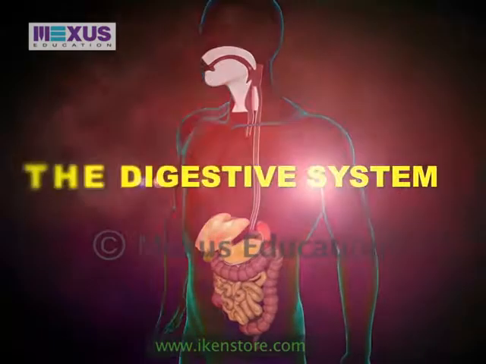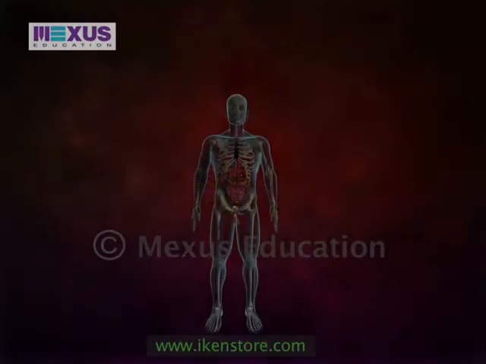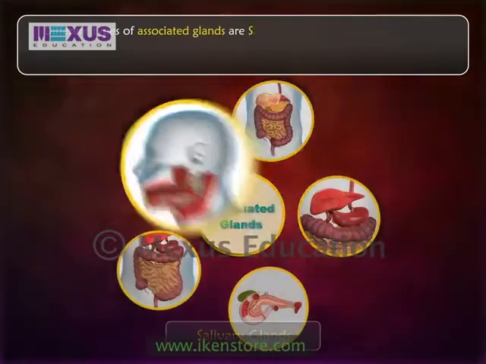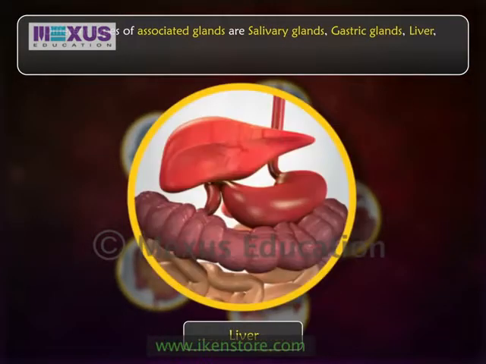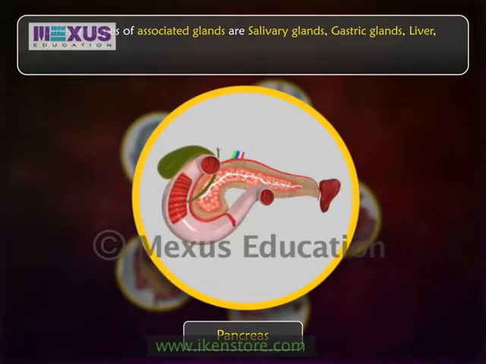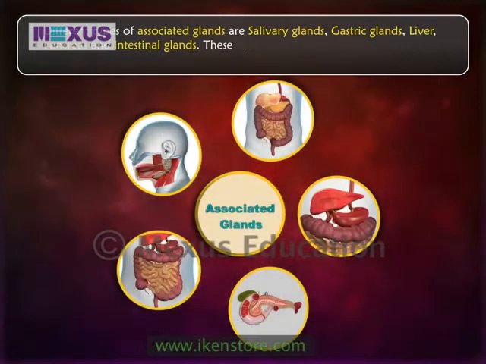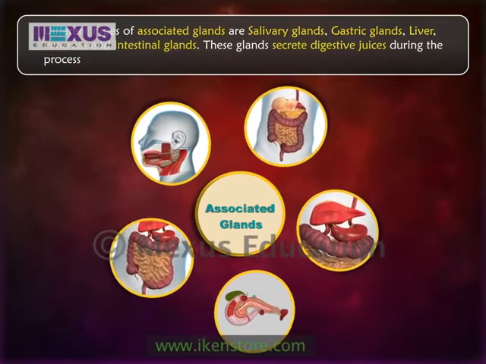The digestive system, Part 2. Different types of associated glands are salivary glands, gastric glands, liver, pancreas, and intestinal glands. These glands secrete digestive juices during the process of digestion.